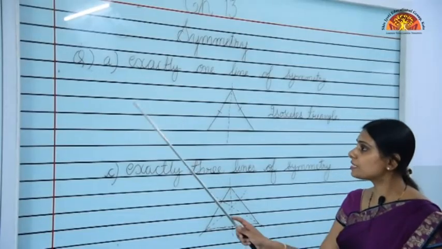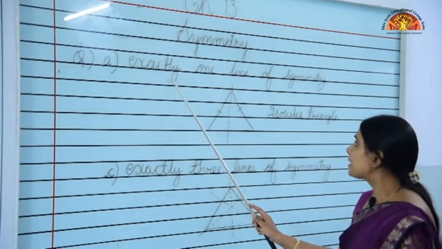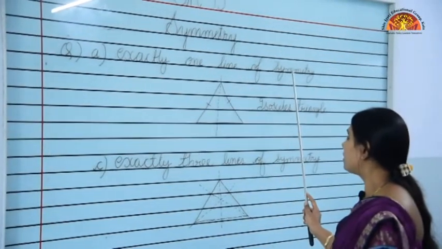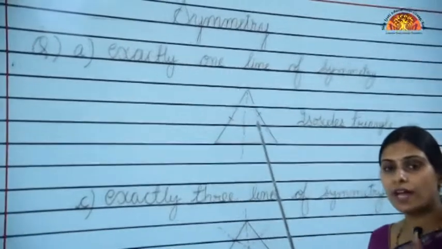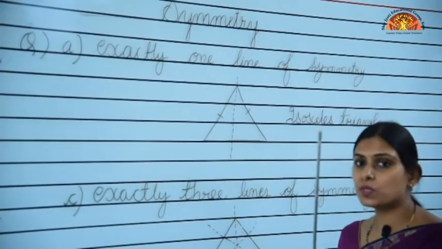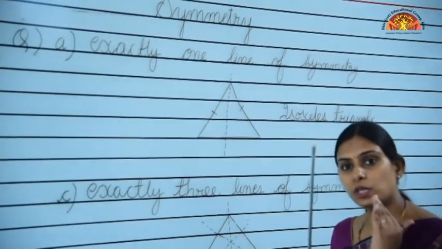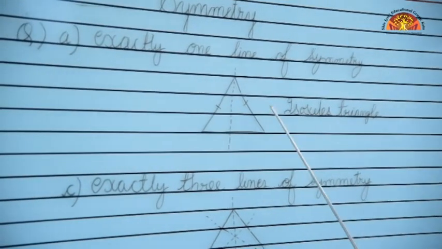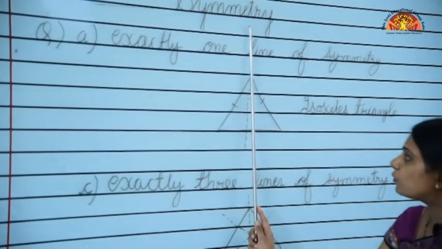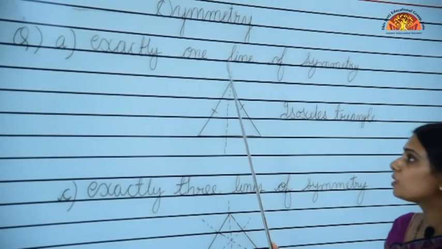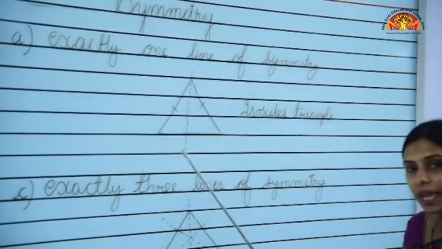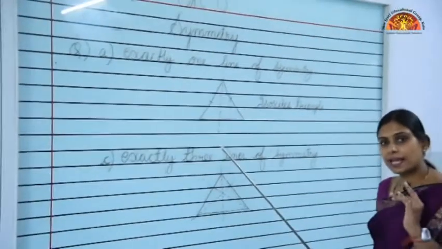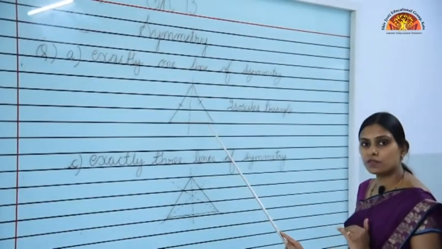So children, first consider the A part, exactly 1 line of symmetry. As you know children, in the case of an isosceles triangle in which the opposite sides are equal, there is only 1 vertical line of symmetry. So in the case of an isosceles triangle, you can see that there is only a vertical line of symmetry. So an isosceles triangle is a triangle in which there is exactly 1 line of symmetry.